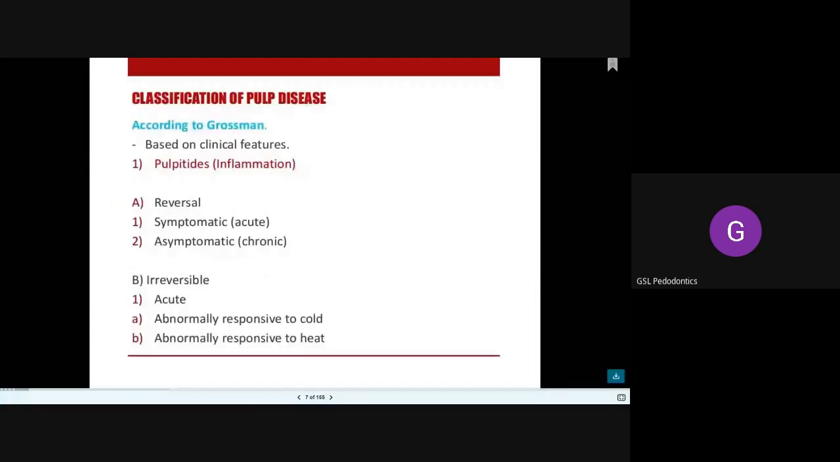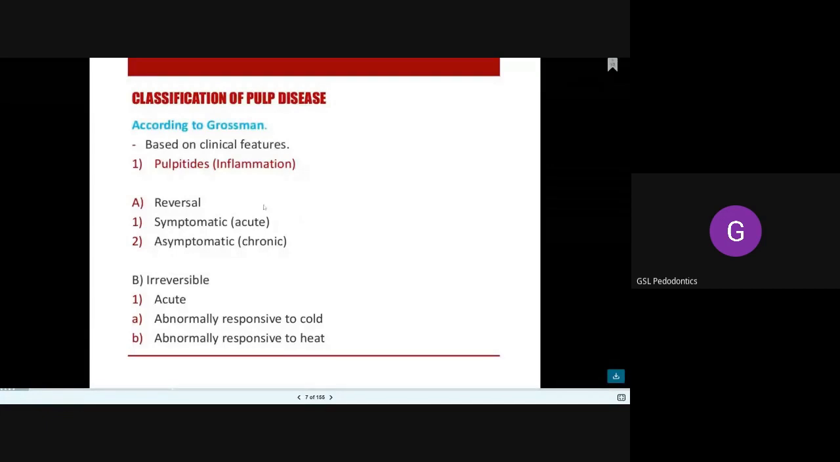According to Grossman, you have a few classifications. The first classification is based on the clinical features that are exhibited in a tooth. First is pulpitis, which is nothing but inflammation of the pulp. Under pulpitis, you have either reversible or irreversible pulpitis. Under reversible pulpitis, you have symptomatic, that is acute pulpitis, which stays only for a shorter period of time and is manifested by symptoms.